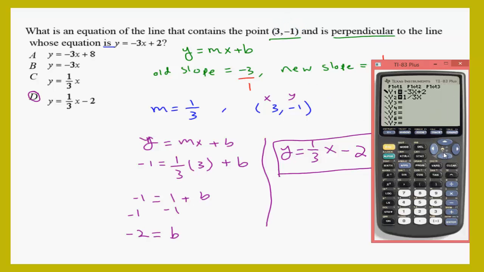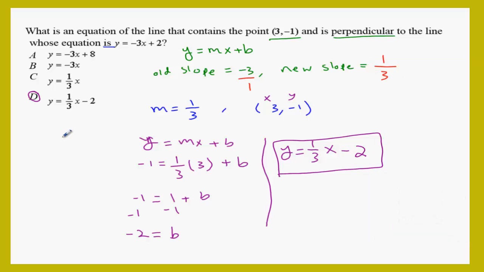Let's try the last one, 1 over 3x minus 2. Graph, that's perpendicular to that one. Go to the table. We're looking for when x equals 3, the y value, y2, not y1. y1 is the original equation. When x equals 3, y equals negative 1, and that means the line is passing through this point. So these are two ways to solve it: algebraically, and using the graphing calculator by checking all choices. Work well.